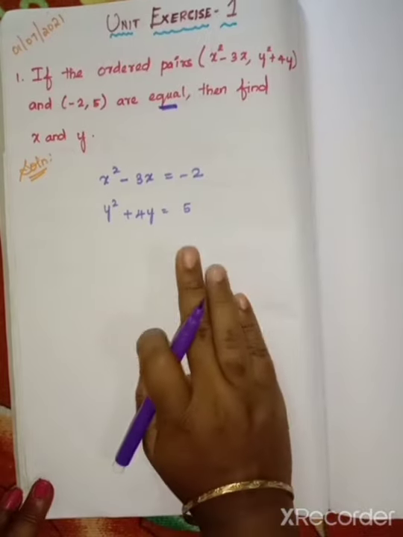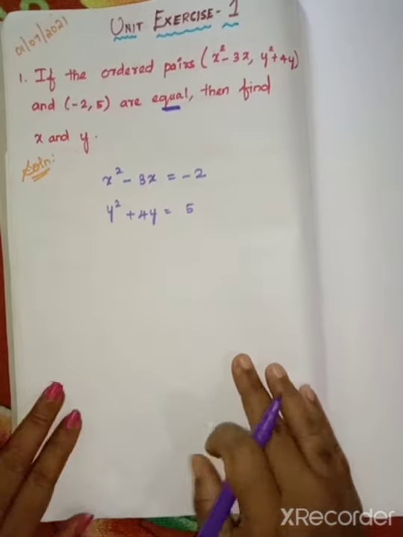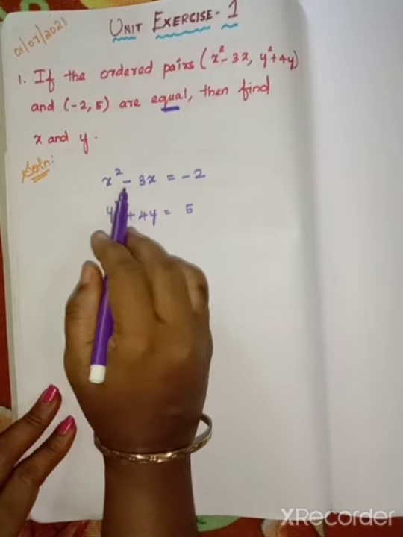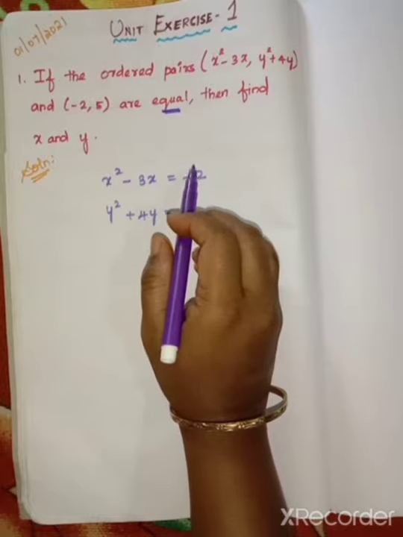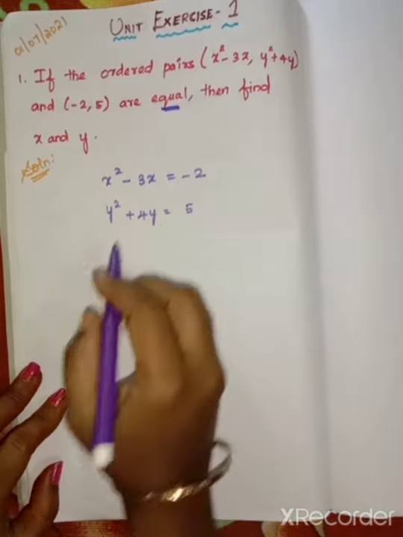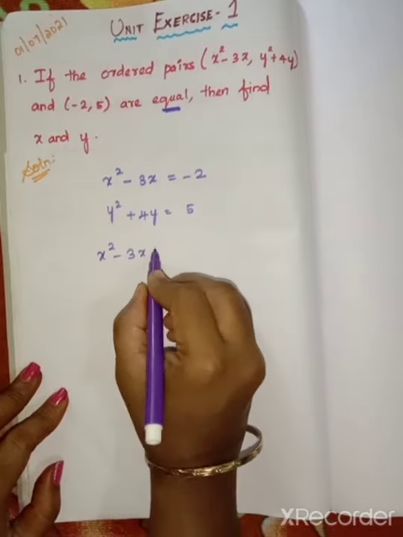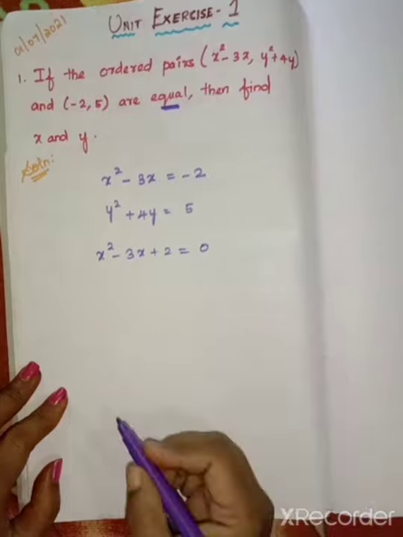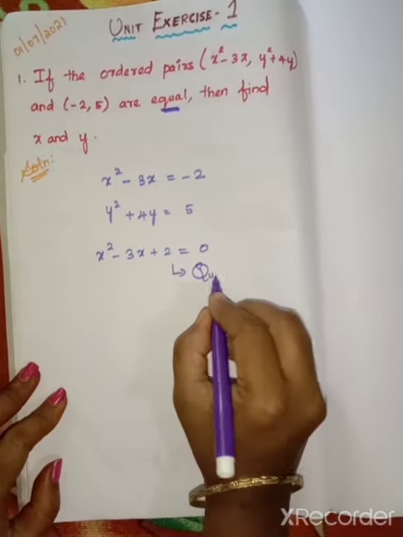So now we want to make the equation and solve it by any one process. Here we have x squared minus 3x, so minus 2 is on this side. Taking it to the left hand side, minus 2 will come this side as plus 2. So x squared minus 3x plus 2 equal to 0. So this is one quadratic equation.